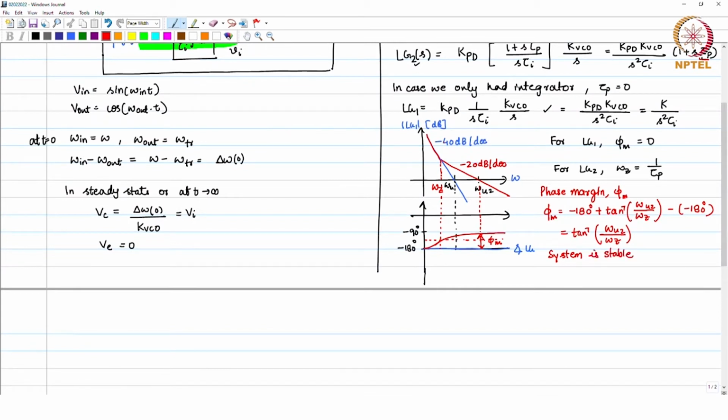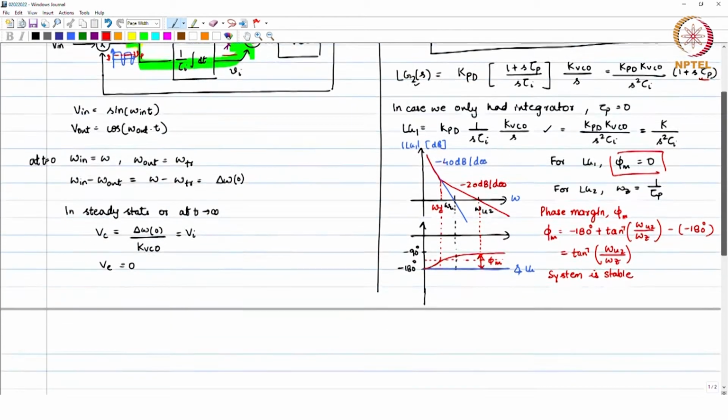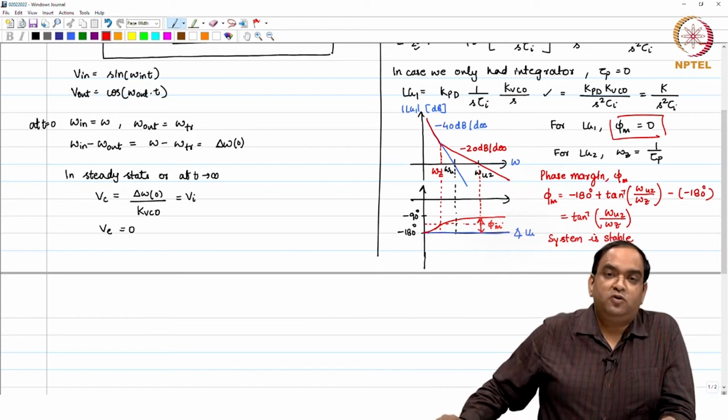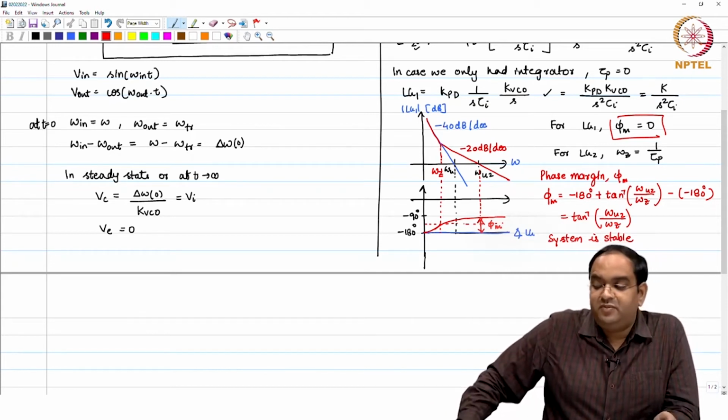Why was it not stable? Well, phase margin is 0. Okay. So, from your basic system level analysis, you would know that in order for a closed loop system to be stable, you need to have a positive phase margin, right.